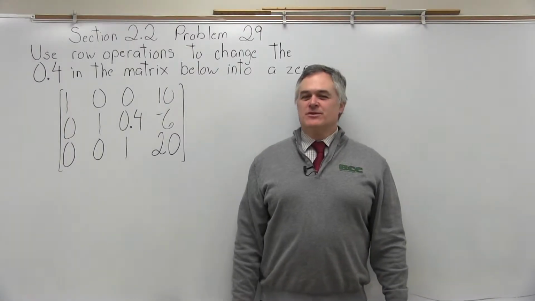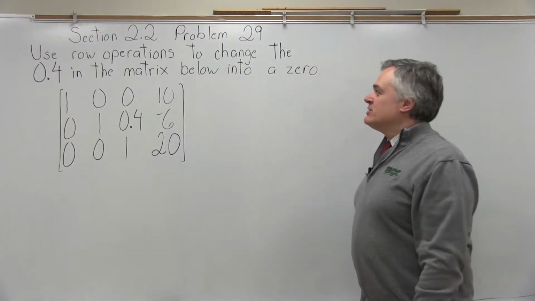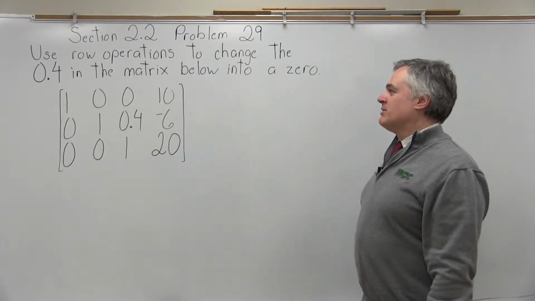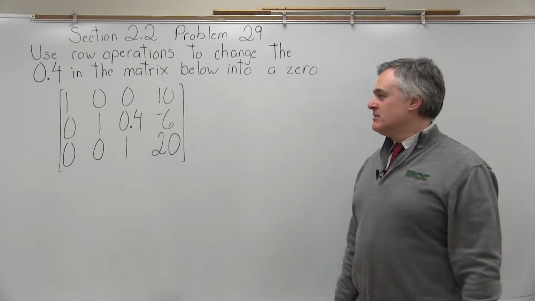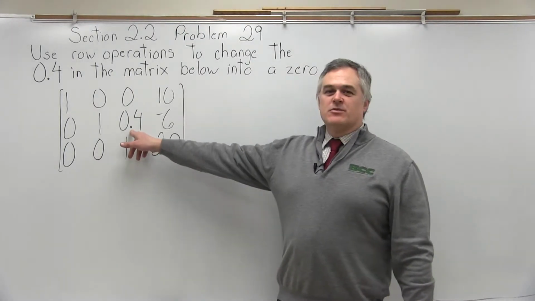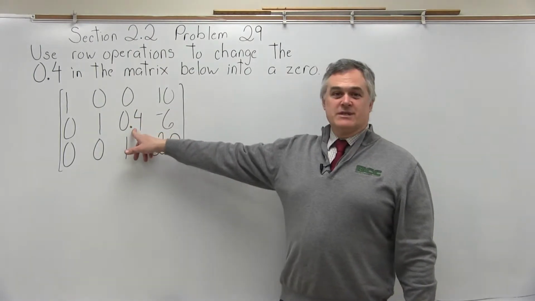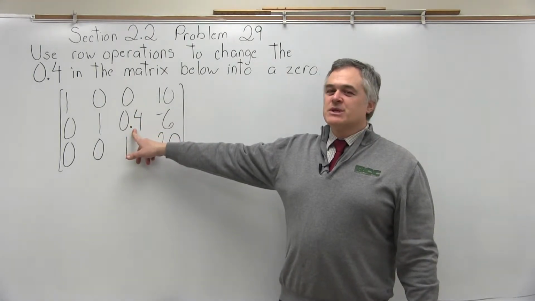This is Section 2.2, Problem 29. It says use row operations to change the 0.4 in the matrix below into a 0. So right here we have a 0.4. We want to make it a 0. Now what makes this one a little weird is we have a decimal. But it's really the same process.